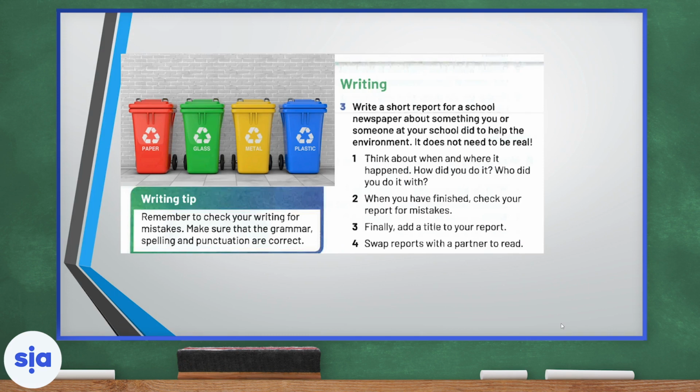Now, I'd like you to write a short report for a school newspaper about something you or someone at your school did to help the environment. It doesn't need to be real. It can be fictional. Think about when and where it happened, how did you do it, and who did you do it with. When you have finished, check your report for mistakes and add a title to your report and swap your report with a partner or a friend to read and check together. Remember, you have to check your writing for mistakes such as grammar, spelling, and punctuation.